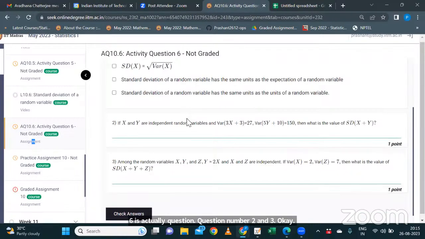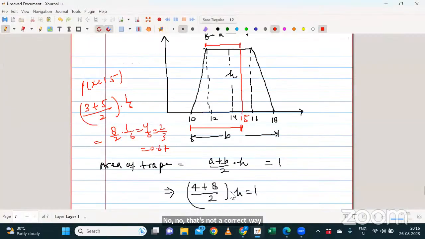Here, see for question 2, right? See the 3x, ideally what it means is the first one, 3x equal to 27. So x is supposed to be 9, right? The next case is 5y, then 5y will be 30. So when I go for standard deviation of x plus y, the square root of 9 plus 30 is what I'm trying to put. But the answer is something different. No, that's not the correct way. Okay, so what am I missing? Let me tell you.